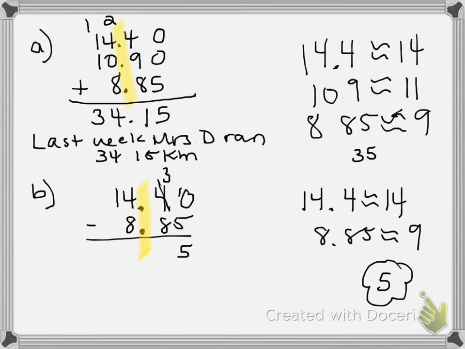3 minus 8 I can't do, so again I borrow. This becomes a 3, and it's 13 minus 8. Well, 13 minus 8 is 5. Add a decimal point there. And then again I can't do 3 minus 8, so I borrow from the 1. That becomes a 0, and this is 13. So then I have 5 again. So I get my difference, which is 5 and 55 hundredths, which is approximately close to 5, so I think my answer is probably correct.